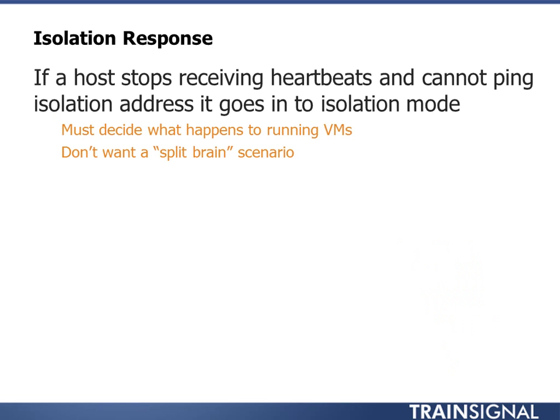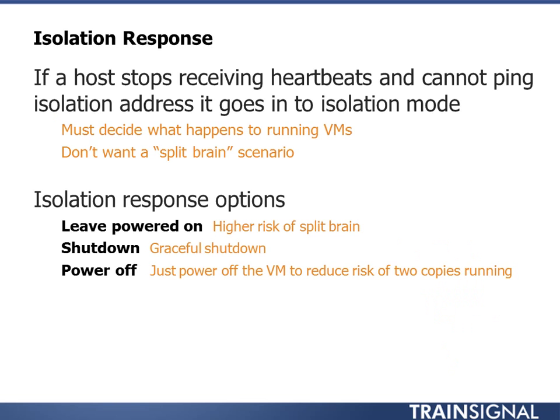You don't want to end up with a split brain scenario where HA starts up the VMs on another host and they're still running on the isolated host, and weird file locking issues start to happen. So you need to figure out what you want to do. So here's the 3 of them. The fun part is the defaults have changed over time. I believe the latest is it's still leave powered on. But leave powered on is the highest risk of split brain, but it's the safest.